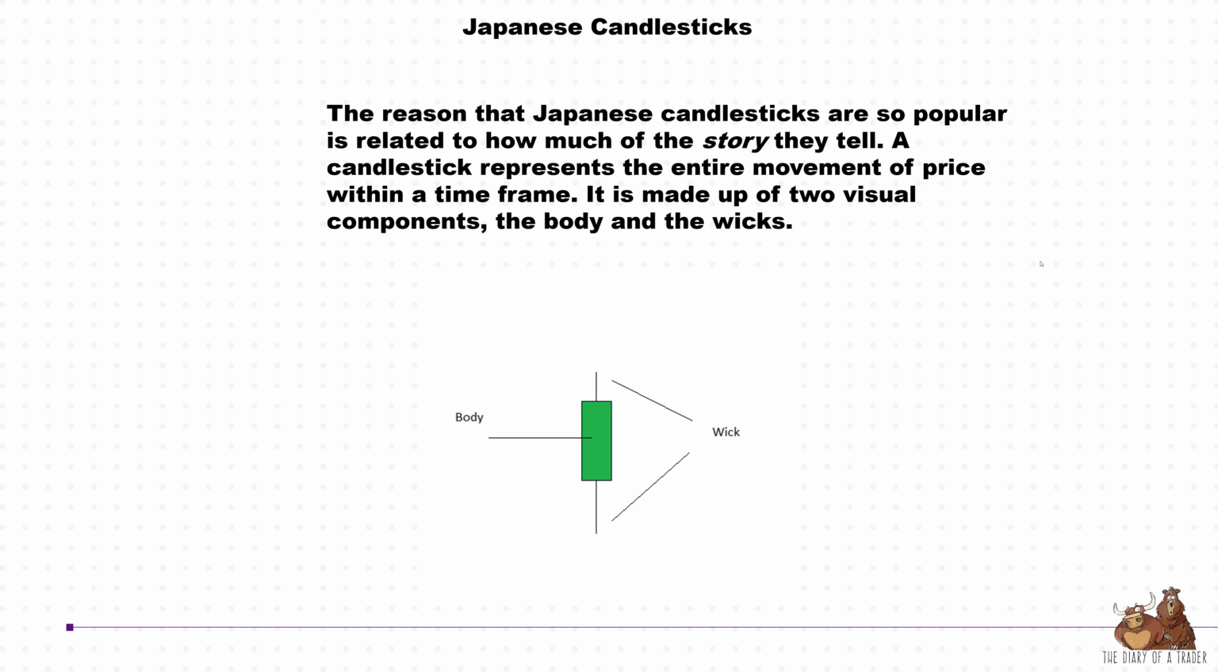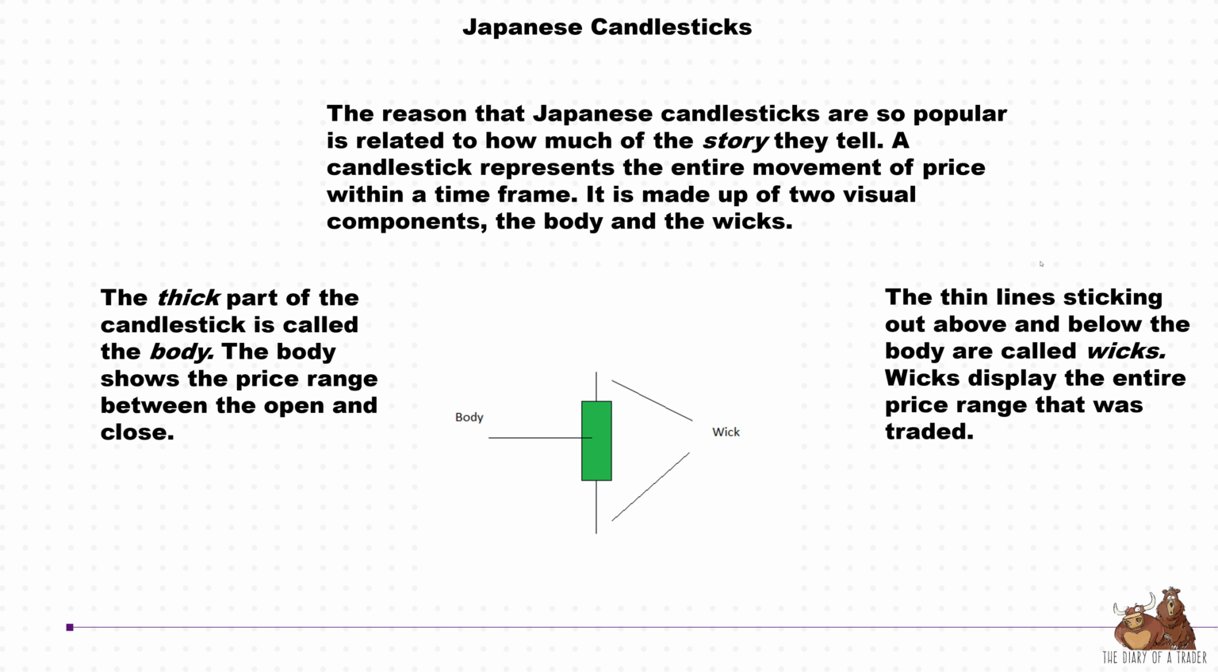The reason Japanese candlesticks are so popular is related to how they tell a story. Each candlestick, regardless of the time frame, tells us something that is happening. It's made up of several components, but the primary two are the wick and the body. Sometimes you'll hear the wick referred to as the shadow instead, but the body is that thicker rectangle part, and the wicks are the lines that jut above and below the body.